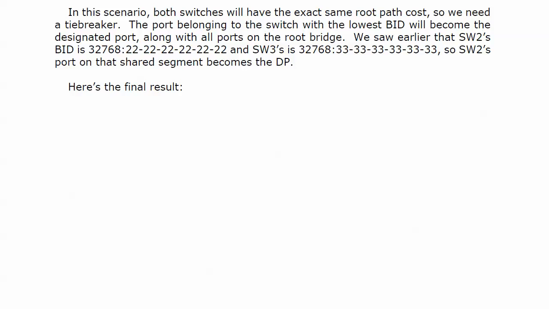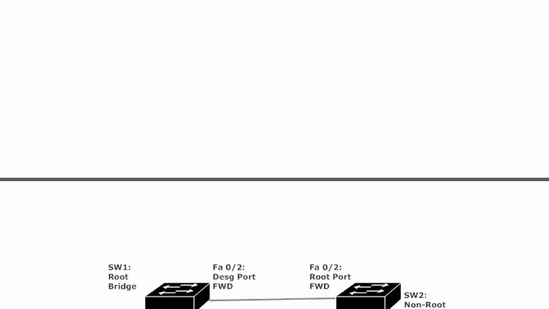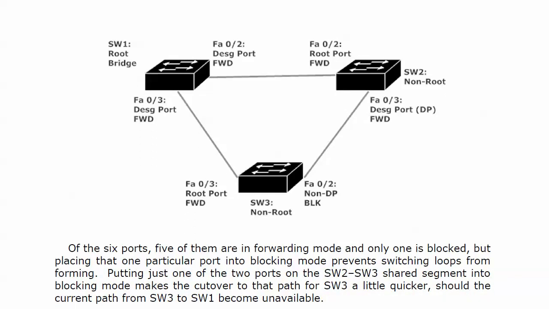We already know that. Going with our example, switch 2's BID is 32,768 with all 2s. Switch 3's by default is 32,768 with all 3s. So switch 2's port on that shared segment becomes the DP. Sorry for the white space, but the diagram's pretty big here. And this is what we end up with in that scenario: we have one lone non-designated port down there on switch 3 that's in blocking mode.